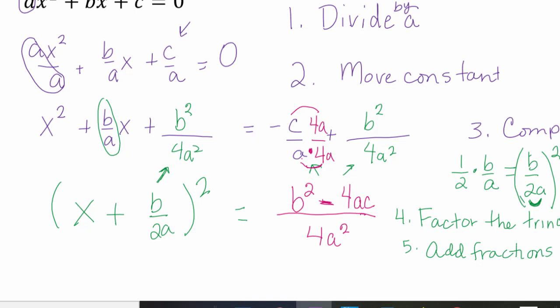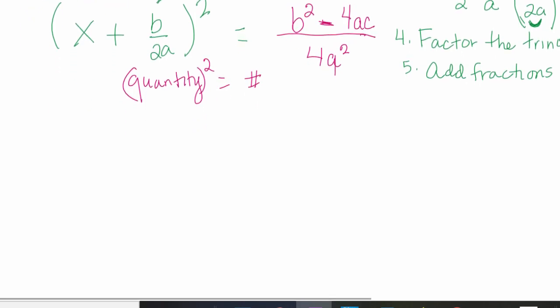So now, notice that we have quantity squared equals number. Quantity squared equals number. Yes, I know it doesn't look like it, but this whole fraction here on the right-hand side, that's a number. So now we are going to use the square root property. So step number 6, take the square root of both sides. Okay. Square root property.